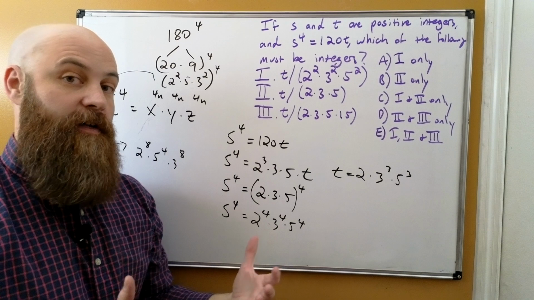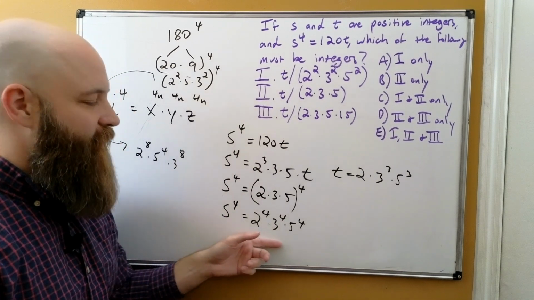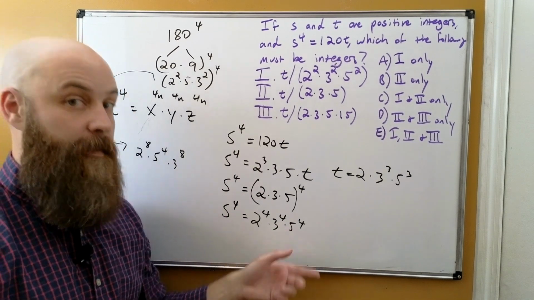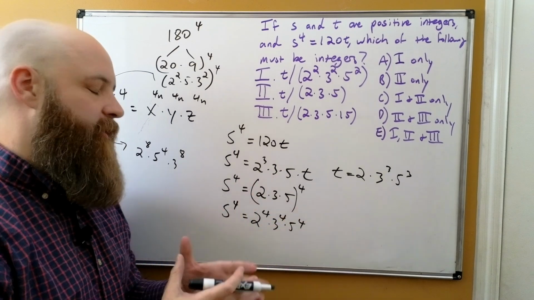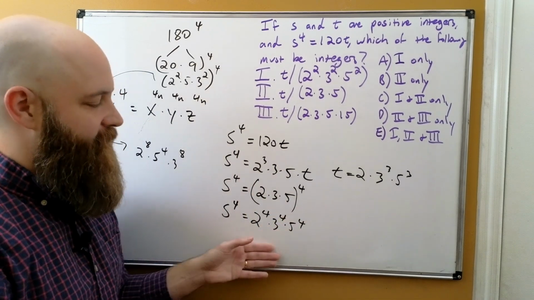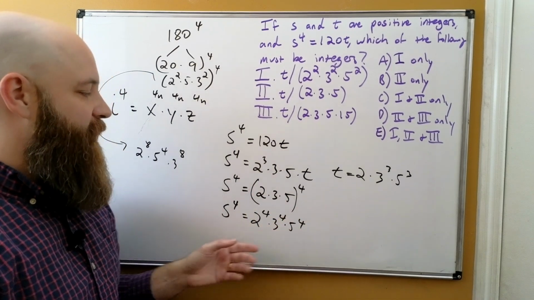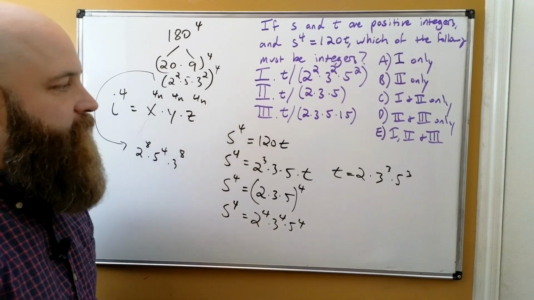And I'm looking for the smallest possible value of s and t, so I'll say each of them is raised to the 4th power, right? I mean, I could have raised them to the 8th power, 12th power, any multiple of 4, but the smallest possible value would be 4. Okay, great. So s to the 4th has to be equal to this.